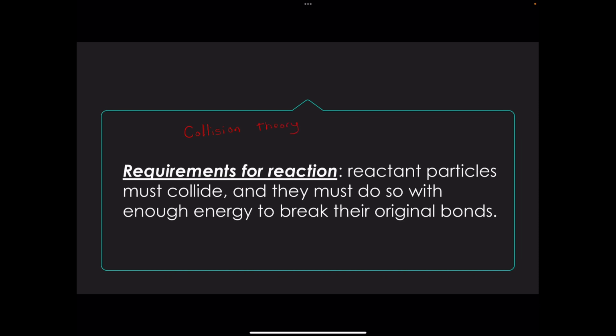So in order for a chemical reaction to occur, reactant particles must collide, and they must do so with enough energy to break their original bonds. They also have to do so in the appropriate orientation. But right now we're just going to focus on the first two, particles colliding and colliding with enough energy to break their original bonds. And so we're going to take a look at a couple of scenarios so that we can walk through the factors that are going to impact our reaction rates.